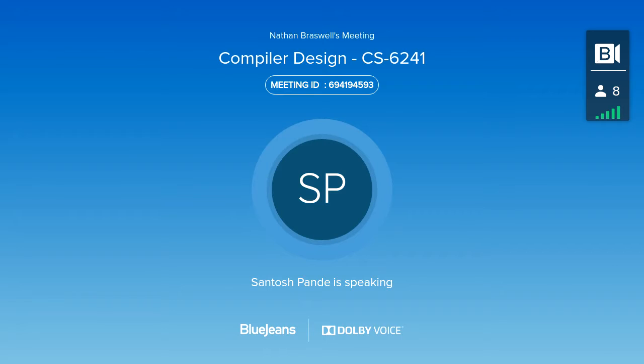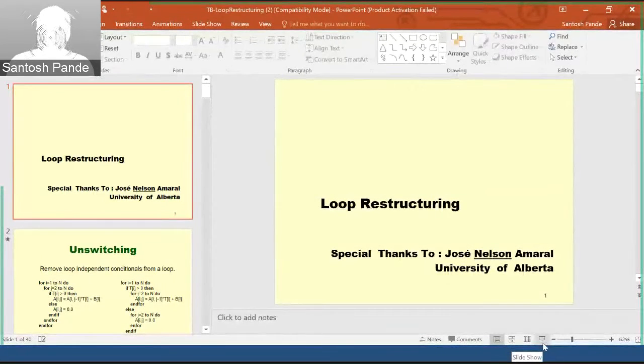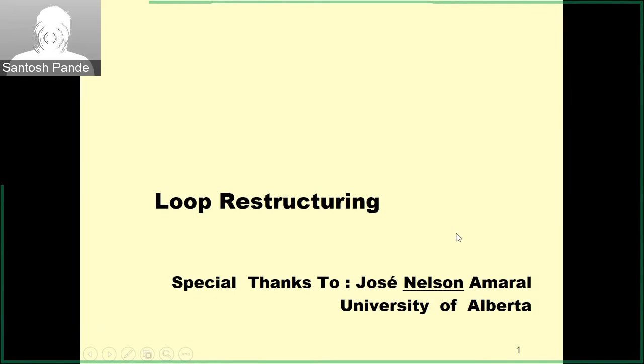So I'll pause for a minute, otherwise I'll try and share my screen here. Hopefully all this works well now. I rebooted my machine twice. Can you see it, Jason? Yes. Okay, cool. All right.